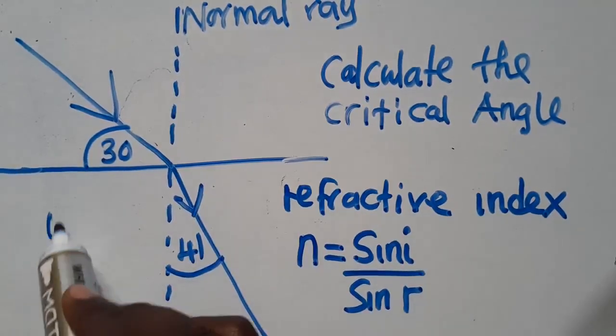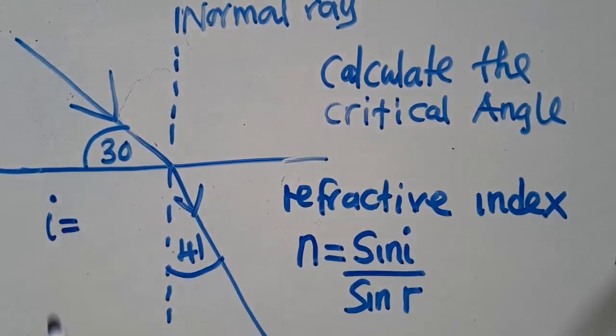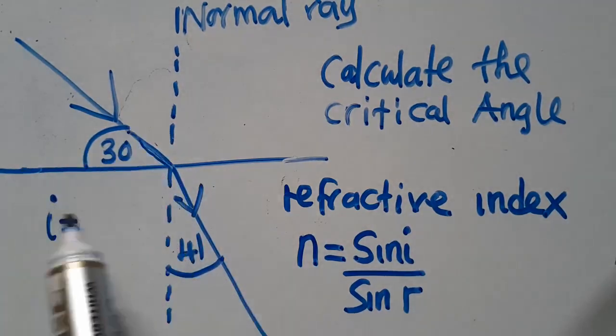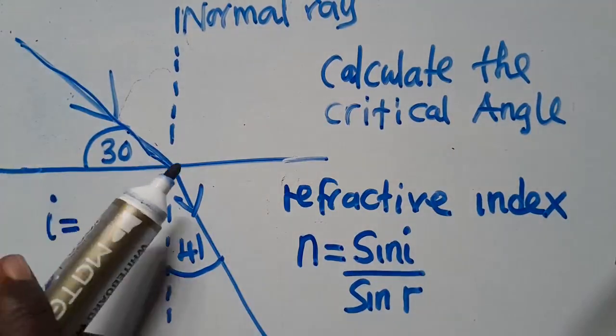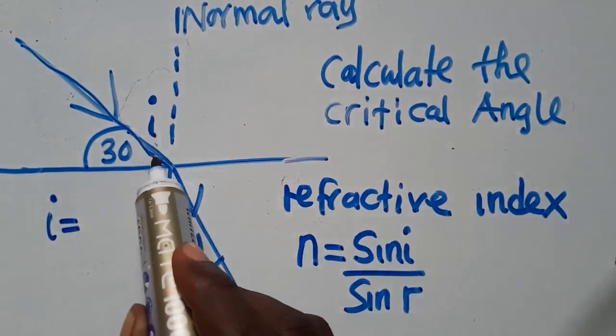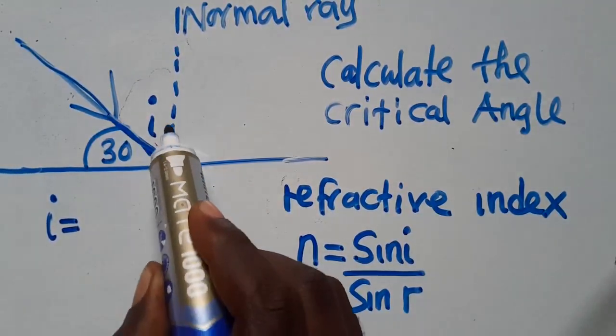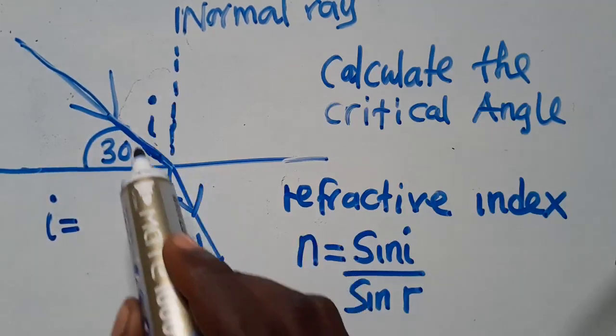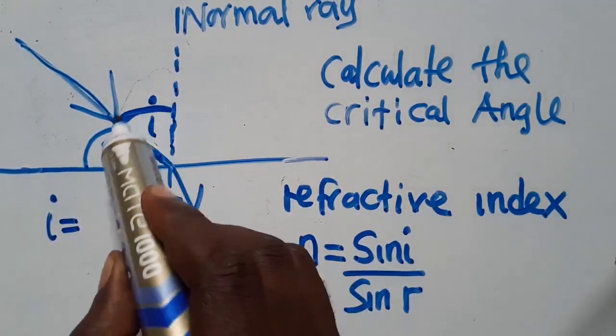So how do you find the angle of incidence? Where is the angle of incidence located? The angle of incidence is located between the normal ray and the incident ray. This ray here is called the incident ray. So the angle of incidence is just here, between the incident ray and the normal ray, like this. This is where it is located.